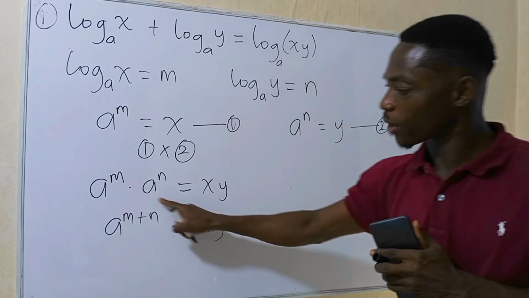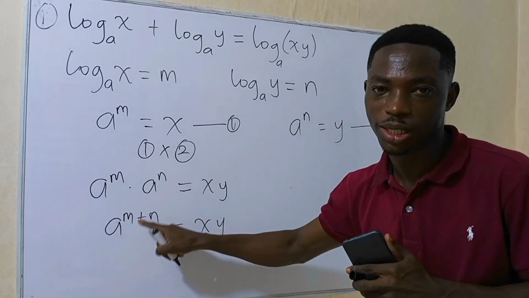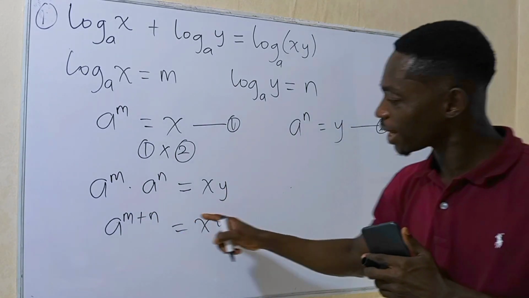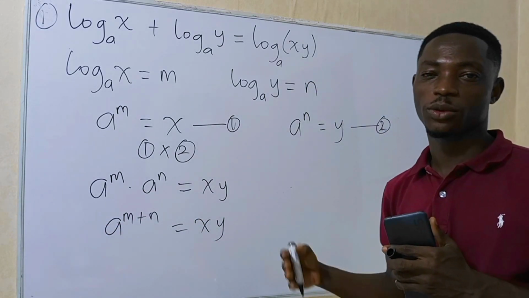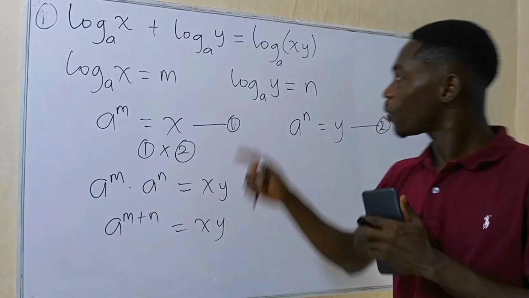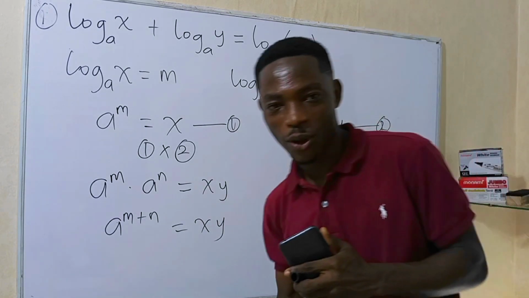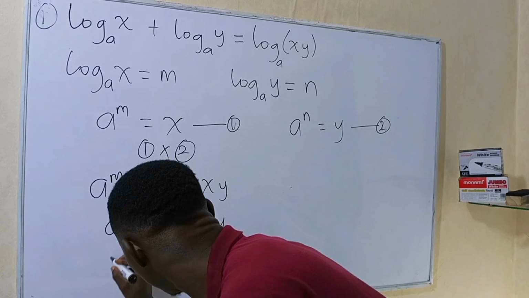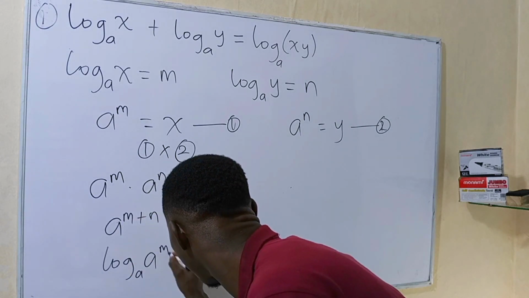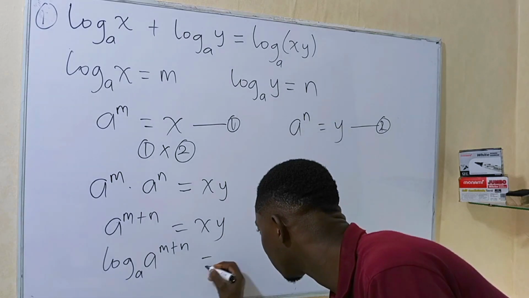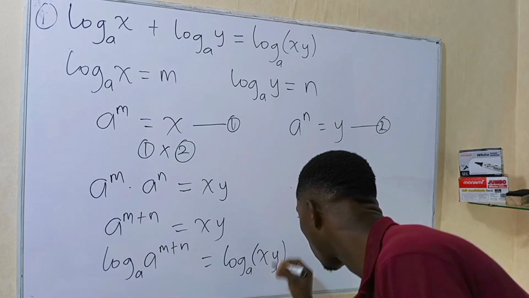Now we are trying to prove this right here. You see that we don't have an exponent here, we don't have an exponent here, right? We have this exponent, which is m plus n. Let's go ahead and drop this exponent down by introducing log on each side of the equation. But to what base? What we are proving here is of base a. So let's introduce log in base a on each side. And if we do that, ladies and gentlemen, we have log base a of a to the power m plus n is equal to log base a of xy.